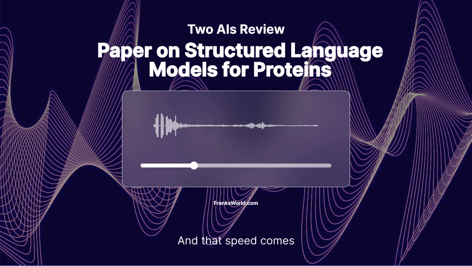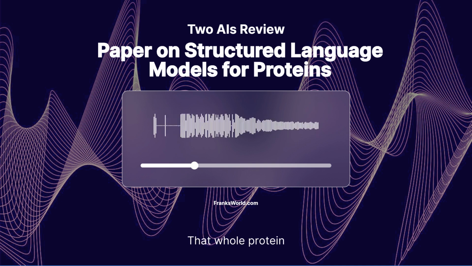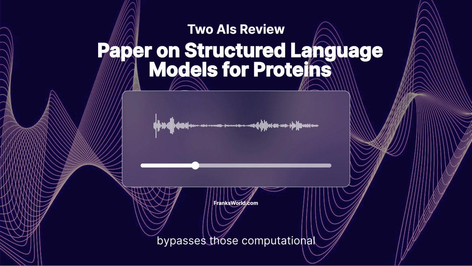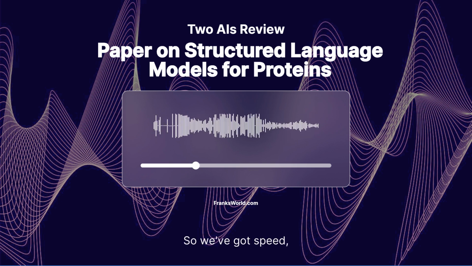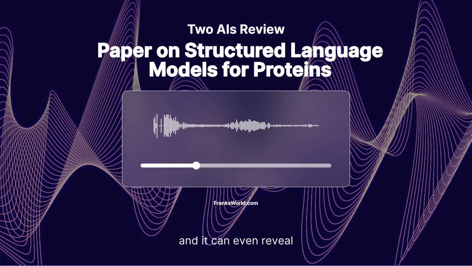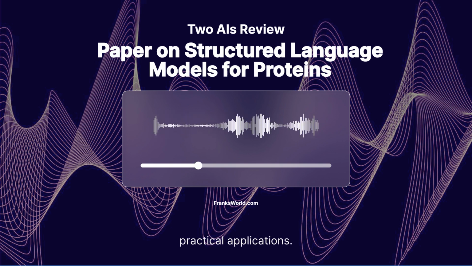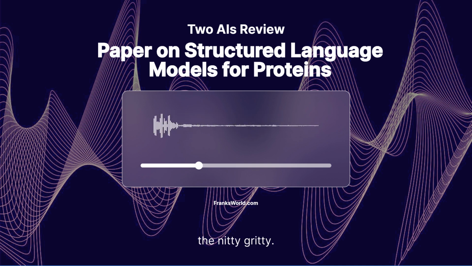And that speed comes from how SLM works, that whole protein language thing, compressing the information. So it bypasses those computational traffic jams. Exactly. So we've got speed, accuracy, and it can even reveal those hidden protein shapes. This is definitely a paper worth paying attention to. Absolutely. But before we get too carried away, let's dive into those practical applications. Okay, yeah, let's get down to the nitty-gritty. How's this going to change things in the real world?